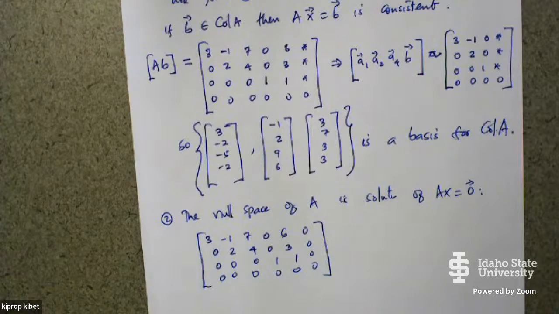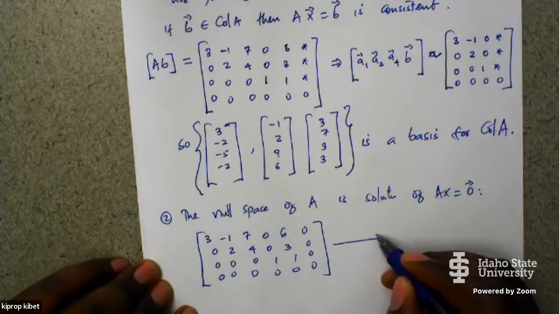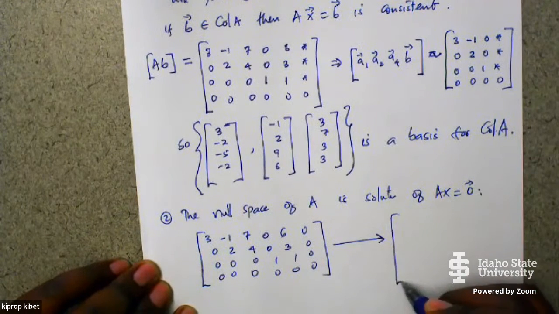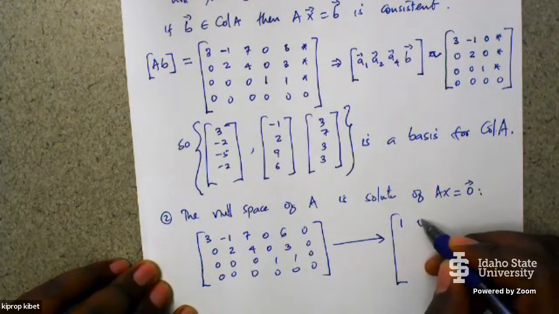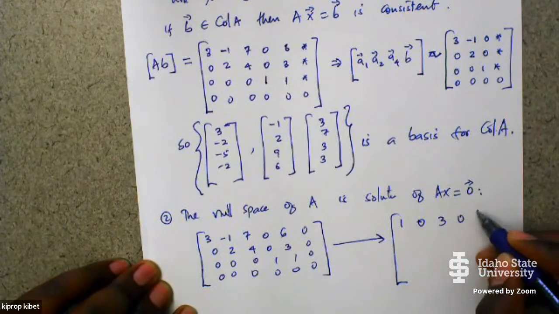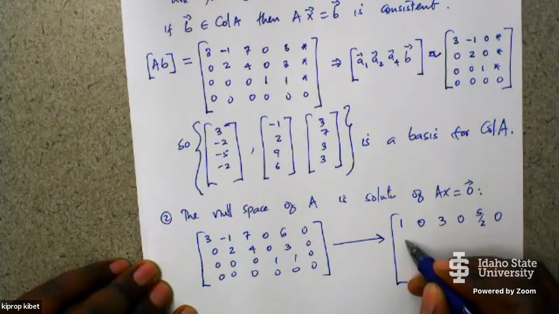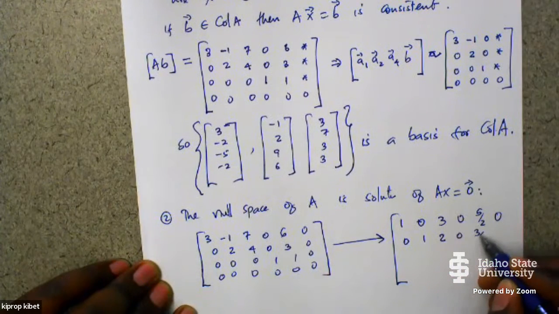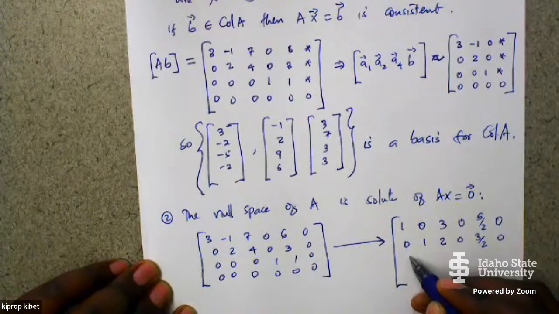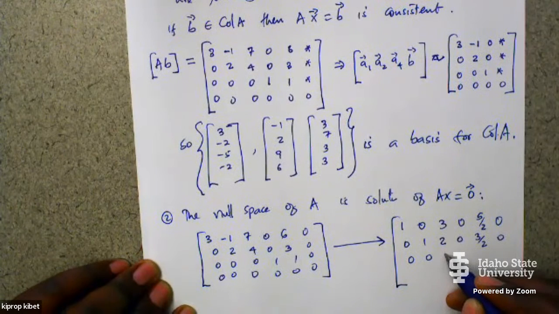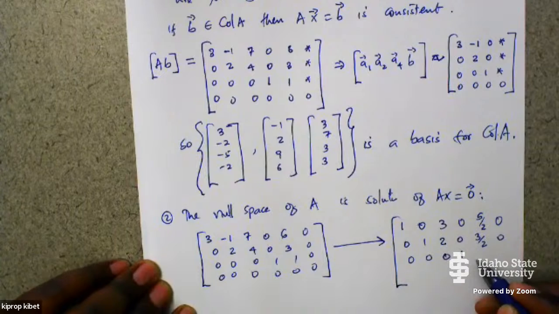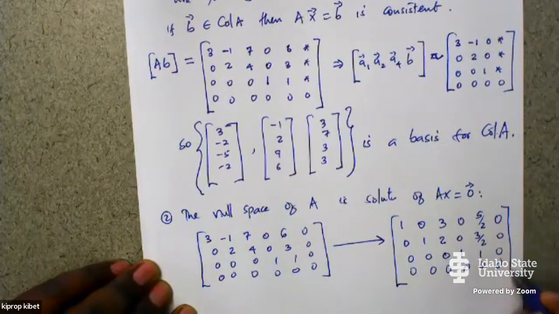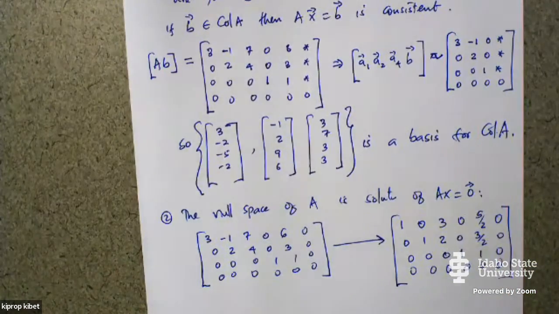So you bring that to reduced form. When you reduce this one completely, what you get is 1, 0, 3, 0, 5 over 2, and then 0, 0, 1, 2, 0, 3 over 2, then 0, and then 0, 0, 0, 1, 1, and 0, and then 0, 0, 0. So that is what you get when you reduce it.